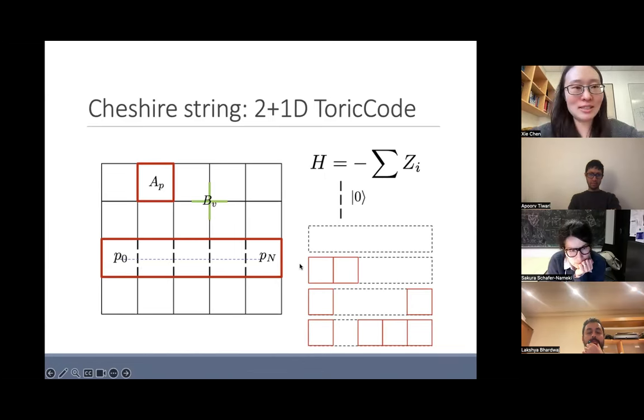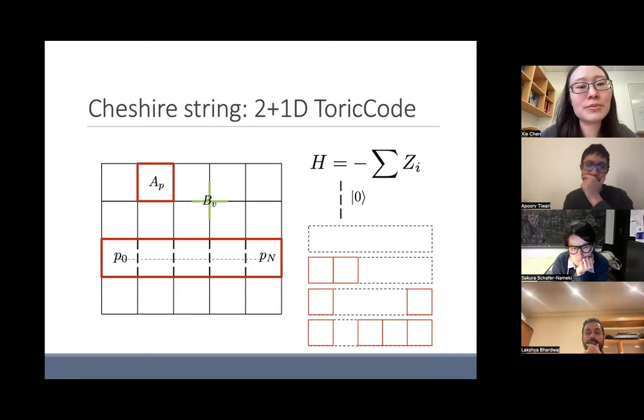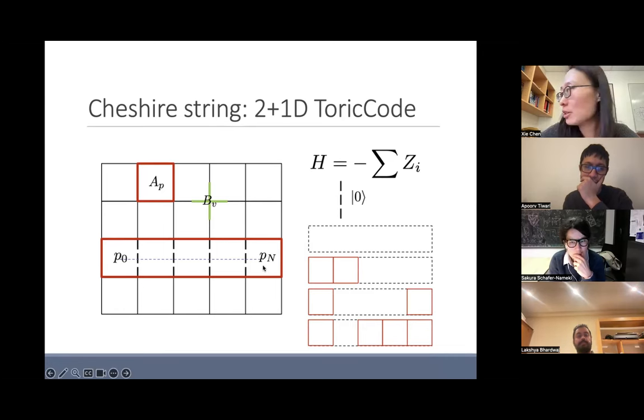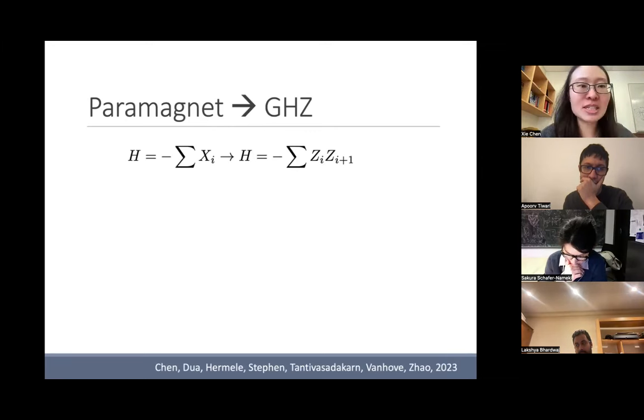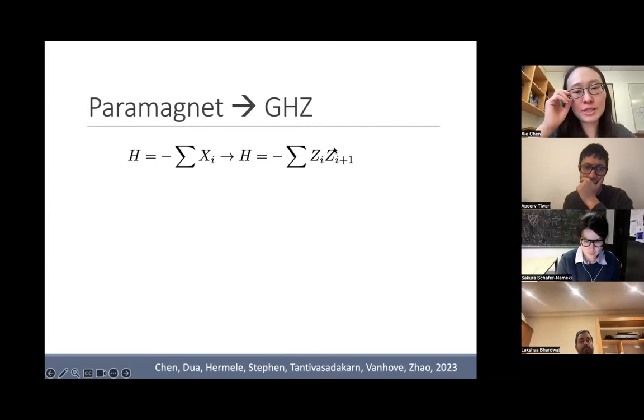is by thinking in the ungauged picture, where we say, okay, let's get rid of the Z2 gauge field and just think of this as a system with global Z2 symmetry. Then what happens along the defect is that everywhere else it's a trivial symmetric state, which if you couple the gauge field will become the toric code. But along the defect, there's actually spontaneous symmetry breaking happening. So along the defect, there's a symmetric to symmetry breaking transition happening from the paramagnet phase to the ferromagnet phase, the GHZ state.